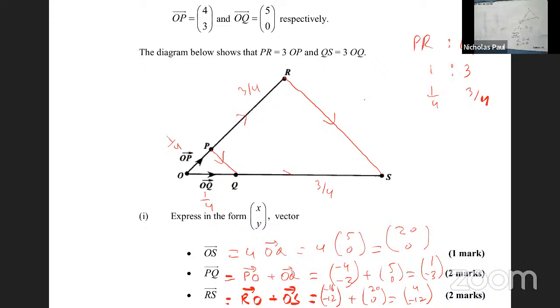Okay, so that's how you do these vector questions. Set up a diagram. The most important thing is this. You have to put P and Q in the right place. Put them in the right place and put the fractions around based on the information. Copy it down quick. Let's do the next one.